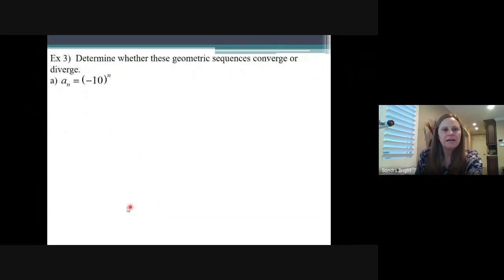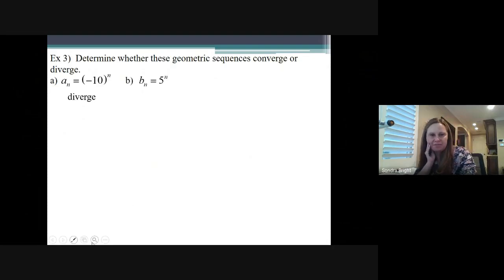All right. Let's determine whether these geometric sequences converge or diverge. You know what geometric means. We're multiplying by the same thing to get to the next term, right? So negative 10 to the nth power. Well, let's think about it. Your first term would be negative 10. Second term would be positive 100. Third term would be negative 1,000. Fourth term would be positive 10,000. Yeah, diverges. It's oscillating and getting larger and larger away from 0 as it's going down the line.